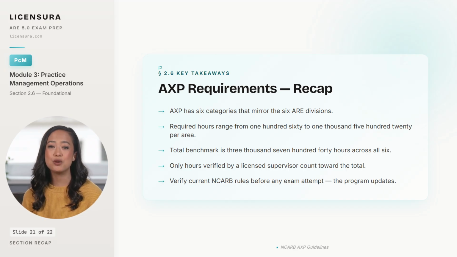Third, the total benchmark is 3,740 hours across all 6 areas combined, roughly 2 years of full-time license practice experience when the categories are pursued in parallel. Fourth, only hours verified by a licensed supervising architect and logged within the reporting window count toward the official total. Unverified or late hours can be rejected entirely. And fifth, the program updates periodically, so every candidate has to verify the current NCARB rules before relying on any specific hour breakdown for planning.